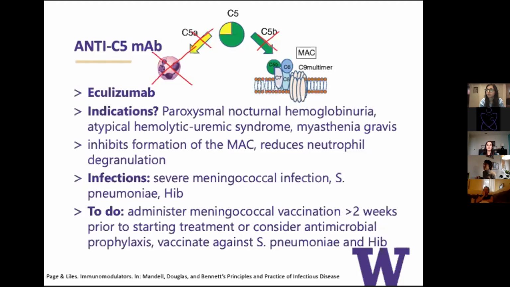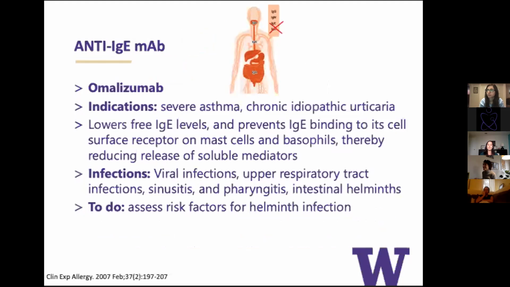monoclonal antibody. Let's shift over to a different component of the immune response and talk a little bit about anti-IgE monoclonal antibodies. Omalizumab binds IgE and prevents its binding to the surface of mast cells and basophils. This results in a decrease of the soluble mediators from those cells, such as histamines. For those reasons, it's used in treatment of severe asthma, as well as chronic idiopathic urticaria.